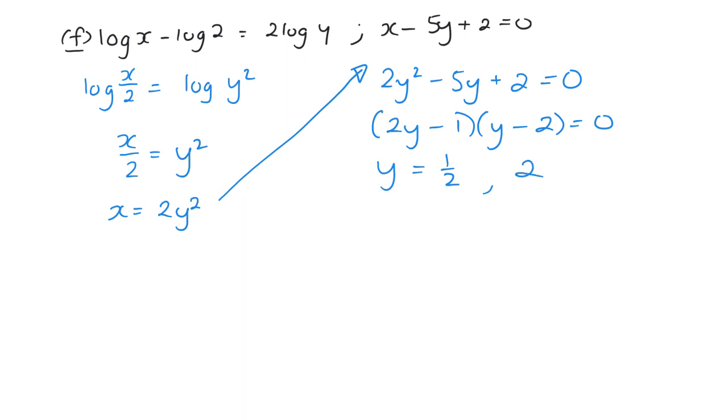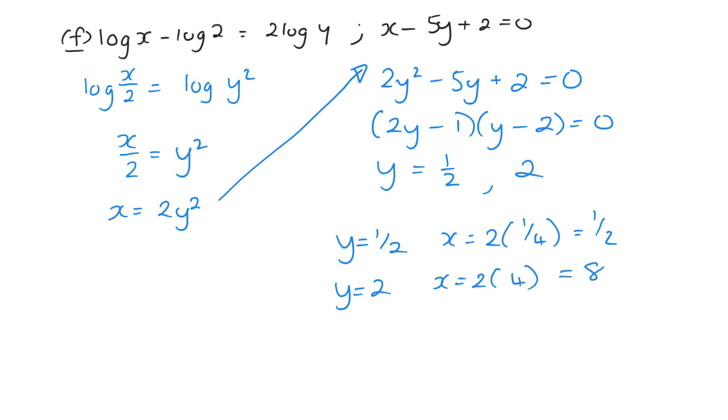And then substitute that back in to get your x values. So when y is a half, x is going to be 2 times a quarter. So that's a half. And when y is 2, x is going to be 2 times 4. So that's 8. And give your answer as coordinates. So you're showing which two answers go together. A half and a half, and 8 and 2.